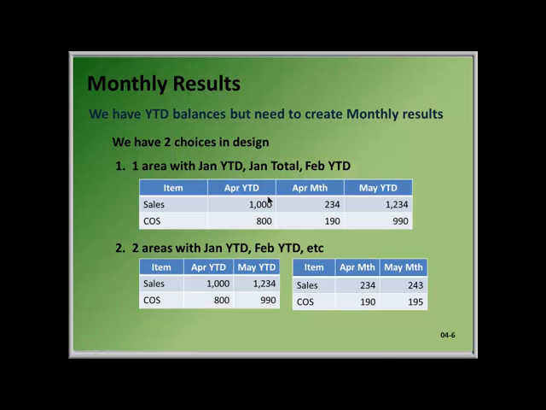Now in our monthly results, two ways to look at this. We could design it this way. Well, for example, we have April year to date and our April month, and then our May year to date. Or we could have April year to date, May year to date, and then April month and May month. So it's my choice to use the second approach because it would be easier for the user to review, and the developer can always handle it.